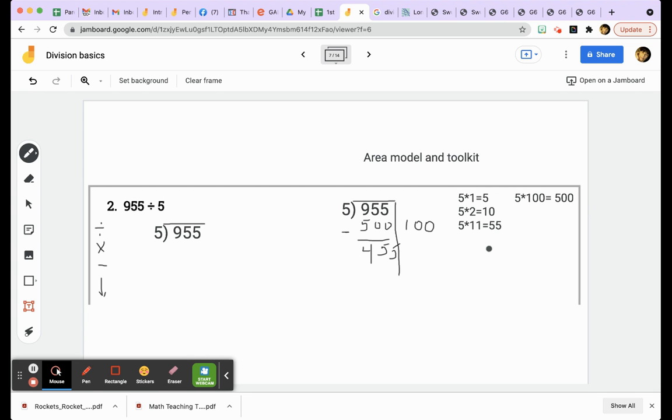Okay, and I'm going to look at my toolkit. I have 455, and I have 5 times 2 is 10. Well, it's going to take me a lot of dividing to do that. And then I have 5 times 11 is 55. So I could use that.